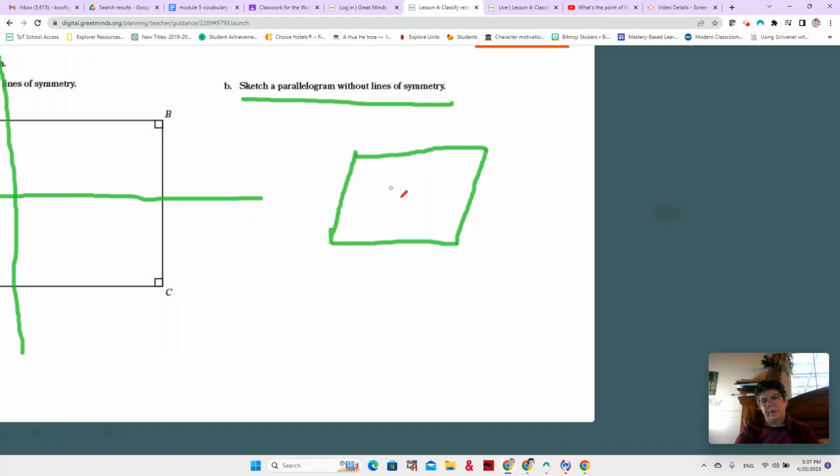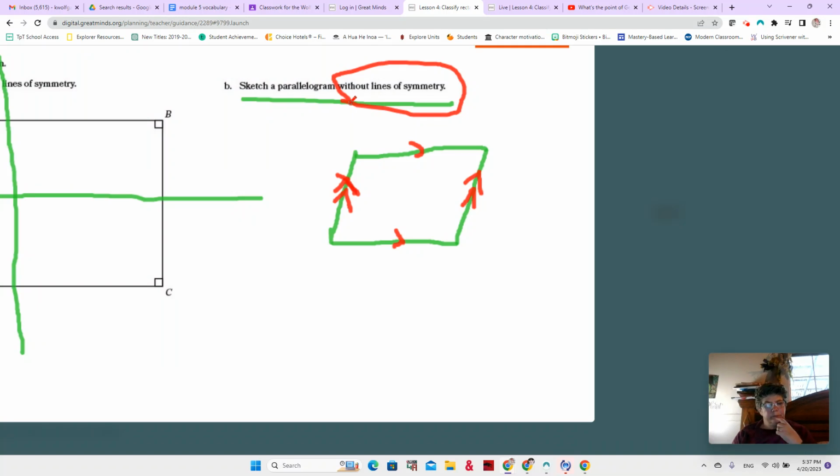Could I cut it this way? No, that's going to overlap when it folds, right? So same thing for this diagonal. What about down the middle? No, you see how this part's going to be bigger, right? What about this way? This part's going to fold down bigger again. So there is a parallelogram. This side is parallel to this side, and this side, oops, that's not a very good arrow. There we go. That side is parallel to that side, and there are no lines of symmetry, right?